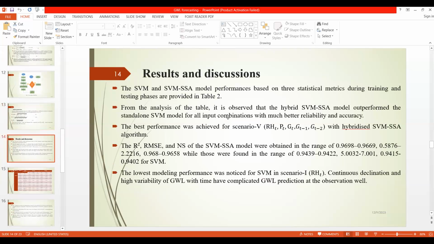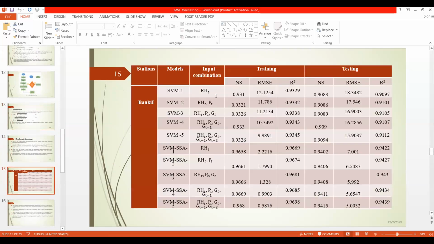Now we can see that this is the final table. I have taken 5 input combinations. First, relative humidity; then relative humidity and precipitation; then relative humidity, precipitation and groundwater level of that particular month. The fourth I introduced is one lag time, groundwater level at T-1, and for the fifth input combination I took all those 4 and introduced T-2. I also tried T-3 and T-4, but not a lot of improvement showed in the results, so I stopped at the fifth combination.